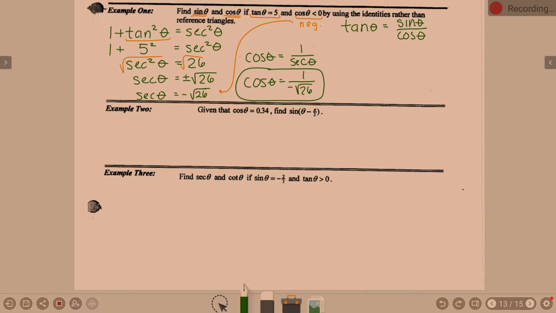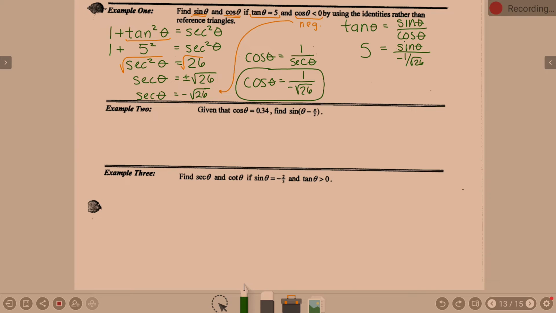So now, fill in what you know. Tangent is 5. Sine, I don't know yet. And cosine is negative 1 over square root of 26. I just put the negative out front. Okay? How do we solve for sine? 5 times negative 1 over square root of 26. Yeah. If it's sine divided by that, we need to multiply by that.